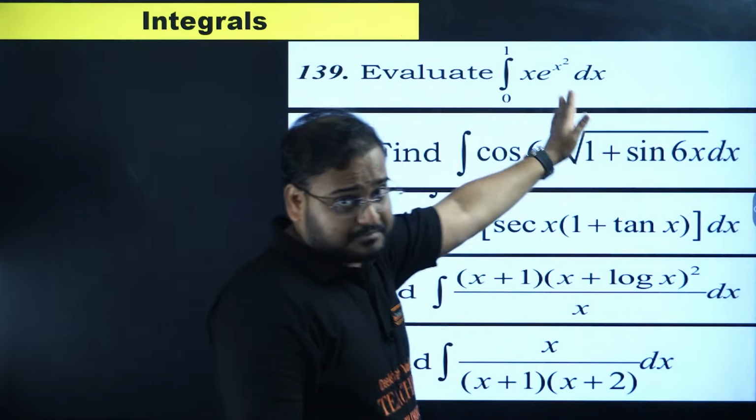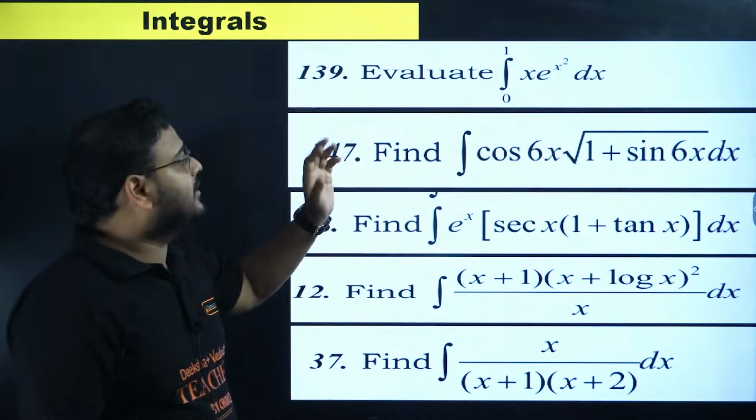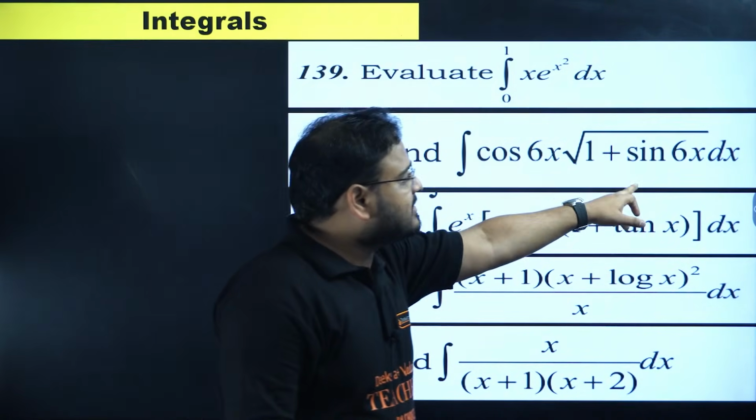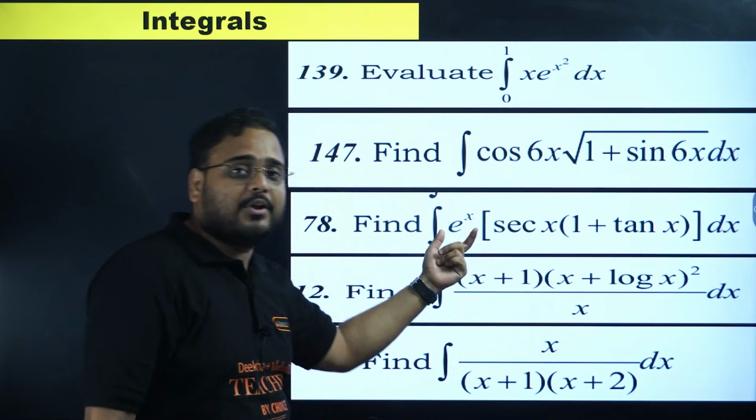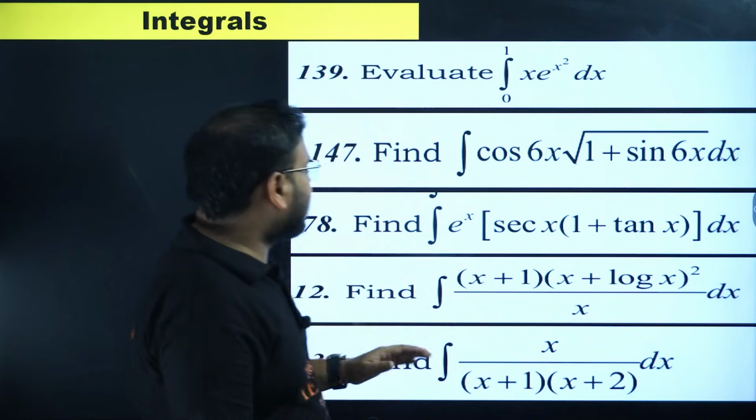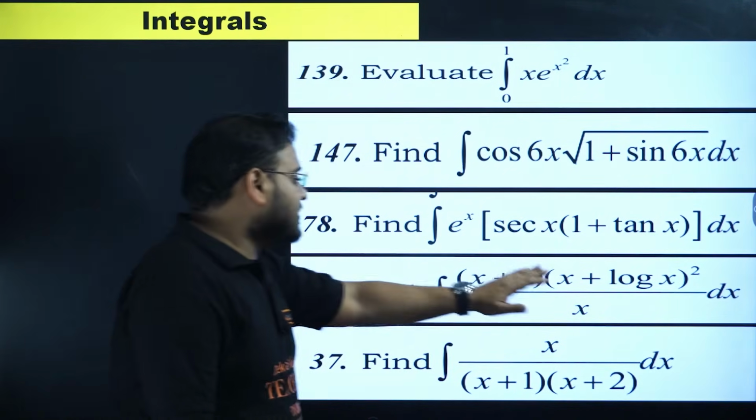Check here, a different integral property is there. Then we have again 1 plus sine 6x, which is the substitution method. Then we have the property of e power x times f(x) plus f dash of x, which is again the substitution method.